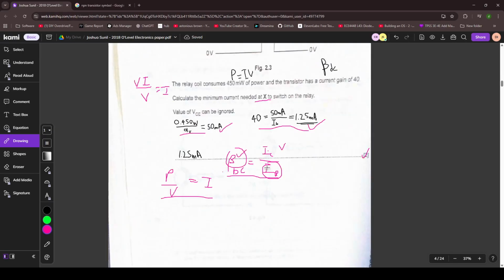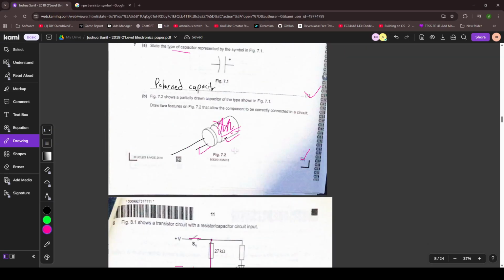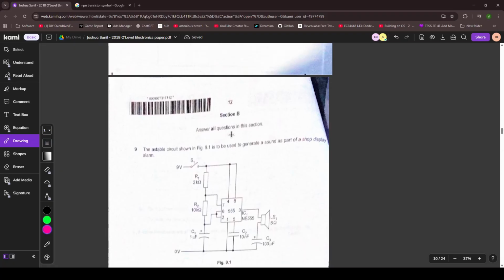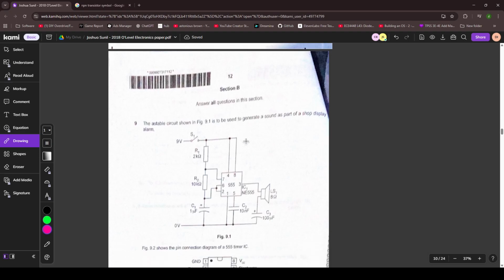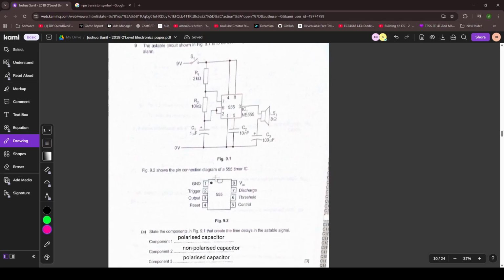Okay, so let's move on to section B. The astable circuit shown in figure 9.1 is used to generate a sound as part of a shop display alarm. Figure 9.2 shows the pin connection diagram of a 555 timer. State the components in figure 9.1 that create the time delays in the astable signal.